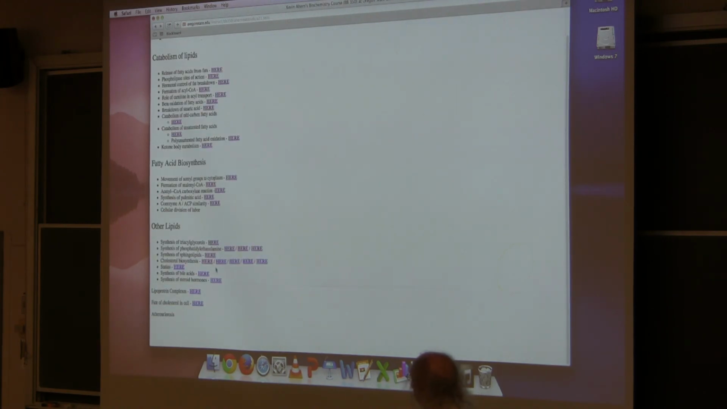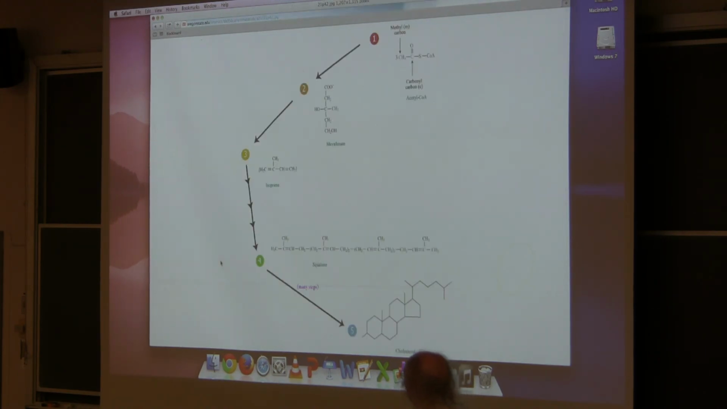So what we're talking about now is how the body makes cholesterol. Okay? How does that happen? Well, the body starts with, there's the M and there's the C, by the way. Okay, so you can see what I'm talking about. The body starts with 3 molecules of acetyl-CoA. And it makes a molecule called mevalonate, which has 6 carbons.